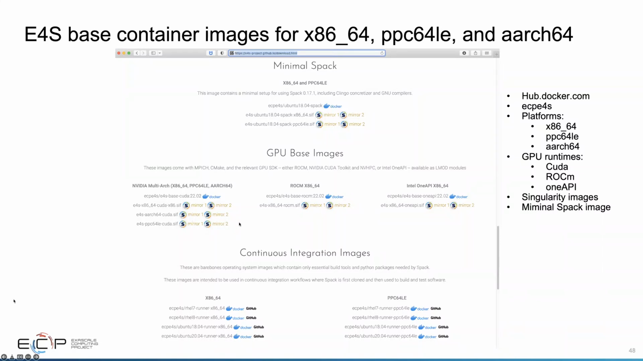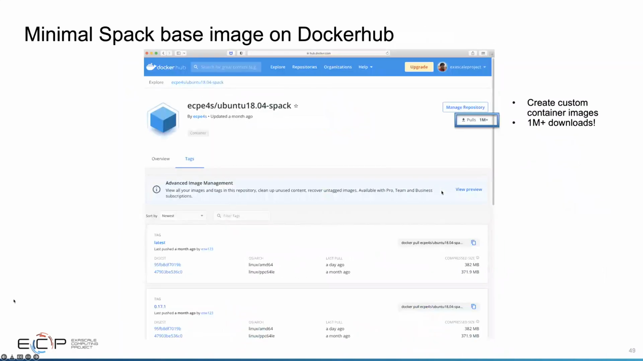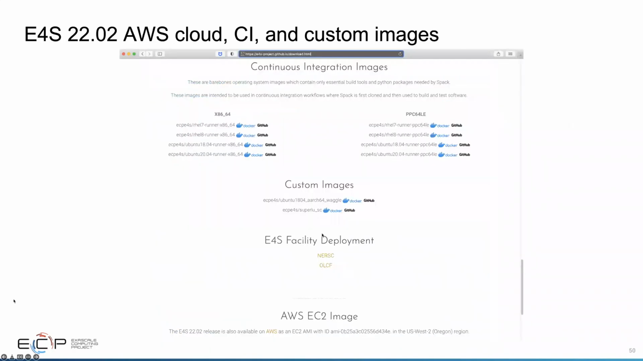So you can create your own image using Spack. This is for AMD, ROCm. This is oneAPI from Intel. And just the plain base image that we have been updating. The base images are very popular. As you can see, we've had over 1 million downloads now for the E4S image on Docker Hub. And these are the custom images and even links to how it is deployed at different facilities.